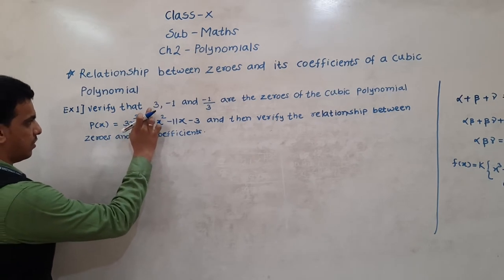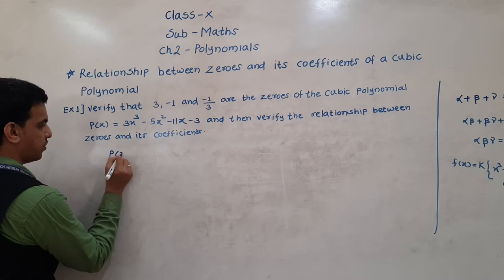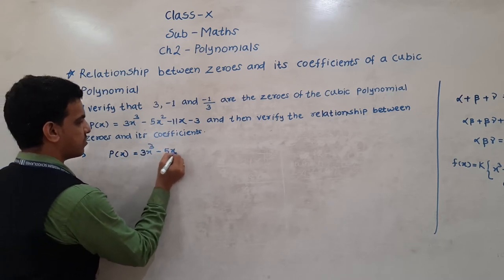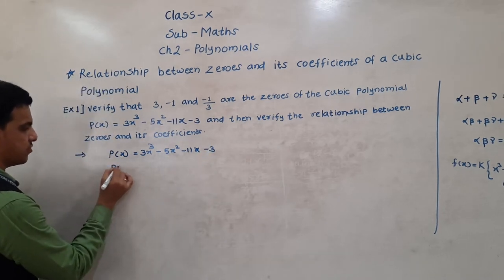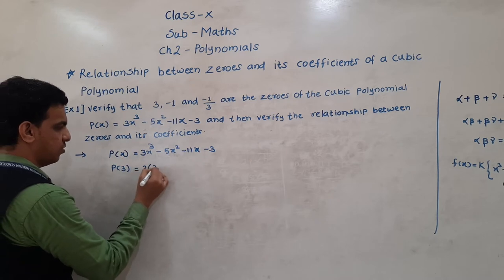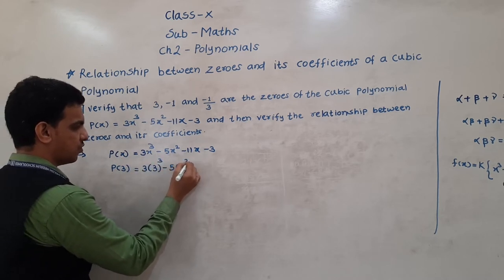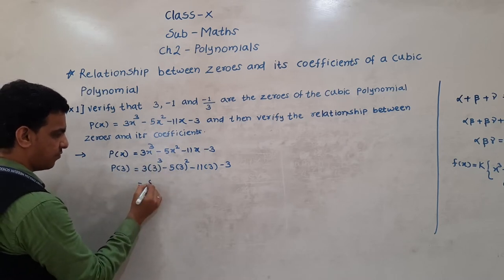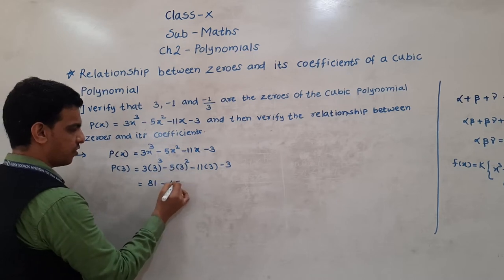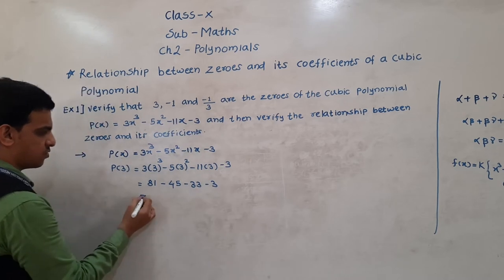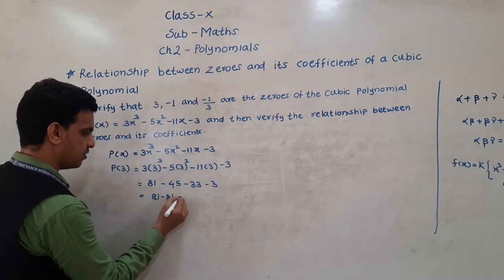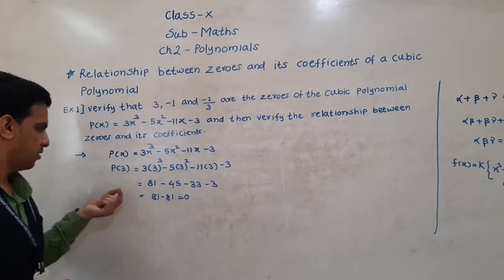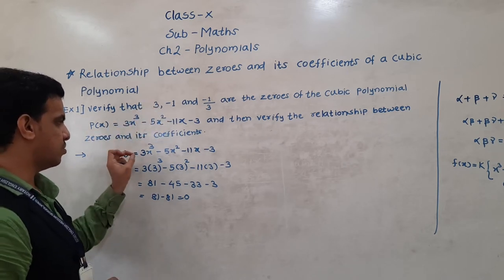We have to put x is equal to 3 first. So p of x is equal to 3x cube minus 5x square minus 11x minus 3. Then p of 3 is equal to 3 into 3 cube minus 5 into 3 square minus 11 into 3 minus 3. If you simplify this, 3 cube is 27, 27 threes are 81, 3 square is 9, 9 fives are 45, 11 threes are 33, minus 3. So the addition is 81, and 81 minus 81 is 0. If we get the answer 0, it means this is the remainder. So if the remainder is 0, then 3 is a zero of this p of x.